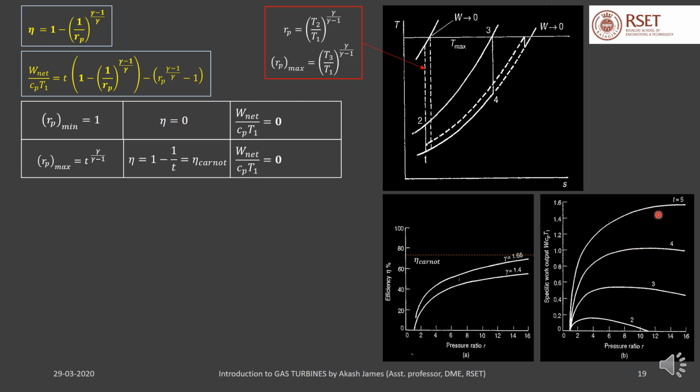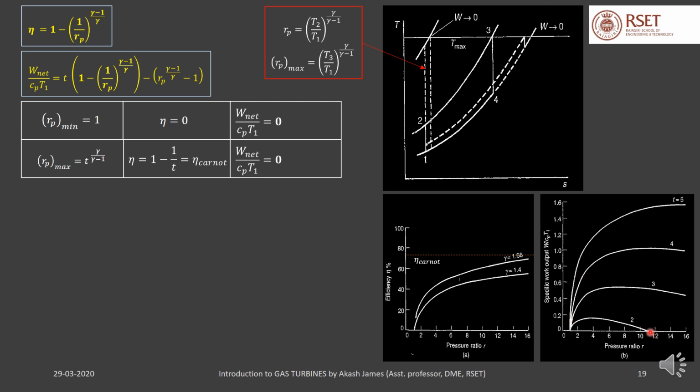T values are represented. This is for t is equal to 2, this curve is for t is equal to 3, and this curve is for t is equal to 4, and this is for t is equal to 5. Here at the limiting cases, when pressure ratio is minimum and maximum, what happens? In both cases the specific work output becomes 0. So when pressure ratio is minimum, that is when it is equal to 1, no matter what the value of t, no matter what the value of gamma, the specific work output will be 0.